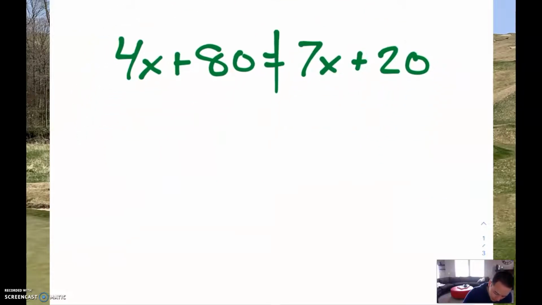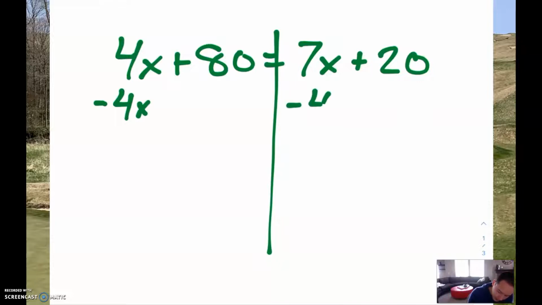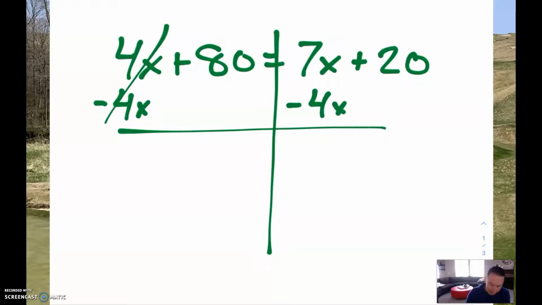So we've got variables on both sides, 4x on the left, 7x on the right. You can solve it however you'd like. I would move the smaller x first. So in this case, I would subtract 4x from both sides. And then the 4x disappears. We're left with 80 equals 3x plus 20.